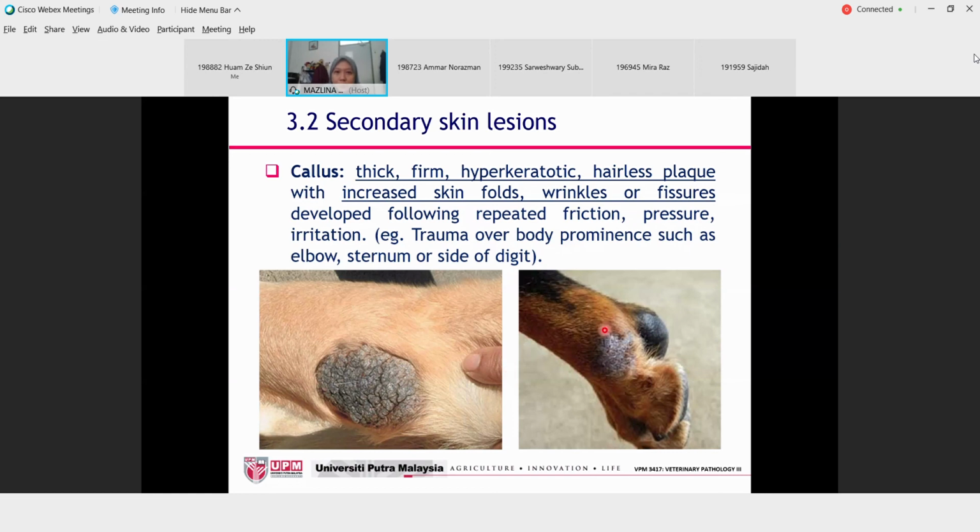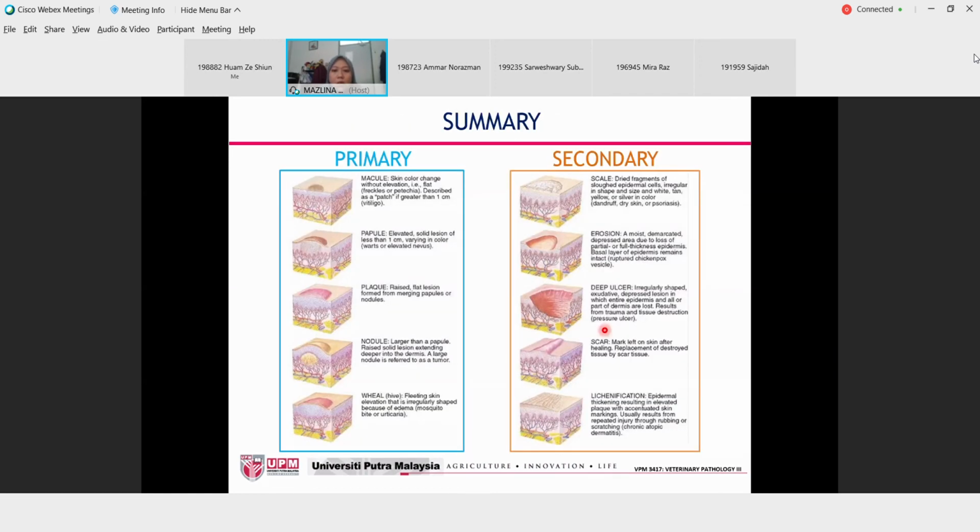Okay, so this is the end of the lecture. This is just again a summary of primary and secondary lesions. You can have a look later on when I pass you these notes, so you can see how to differentiate between the lesions and some of the common conditions that can lead to the formation of these lesions. Okay, so any questions?